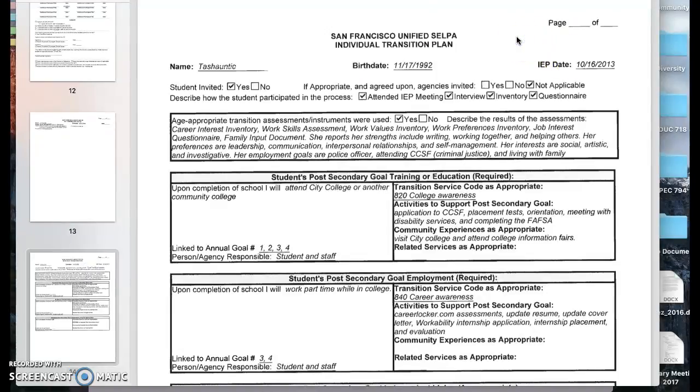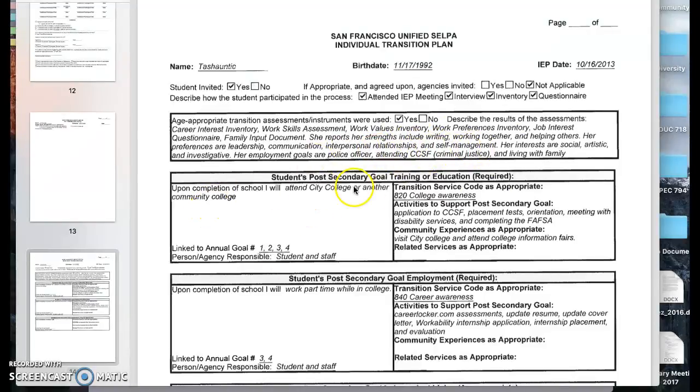This is the transition plan. And so the big thing here is that you have to assess your students. So this could be actual district approved inventories or assessments, or it could be interviews that you have. Family input is really important. You can create your own family input questionnaire, but you really want to find out what the student's strengths, needs, preferences, and interests are, and what they plan to do after high school.